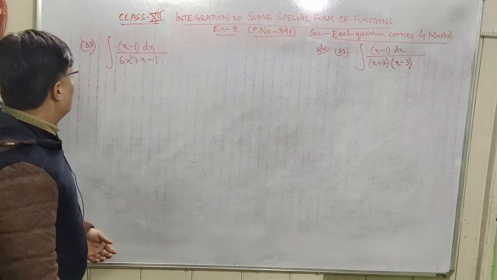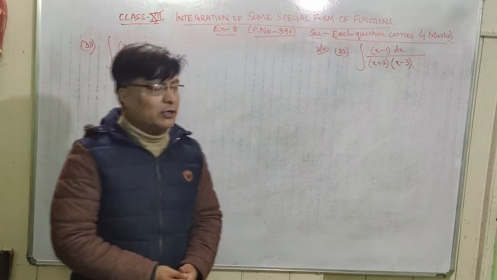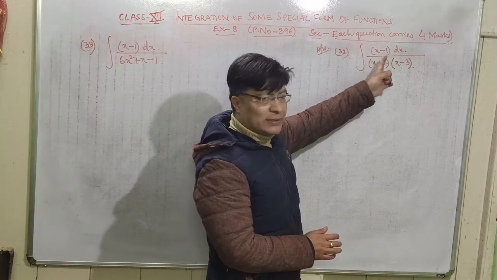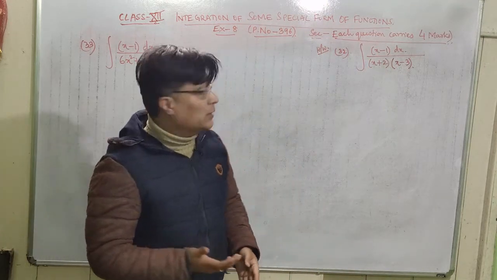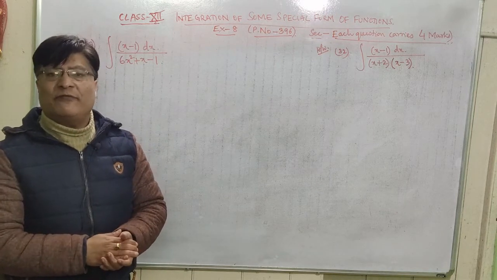So now we'll do question number 33. Before that, this question number 32 is your homework. That is, you have to integrate the integral of x minus 1 dx divided by x plus 2 into x minus 3. So in this case also this fraction can be converted into partial fraction.